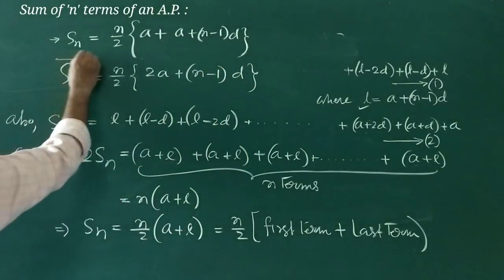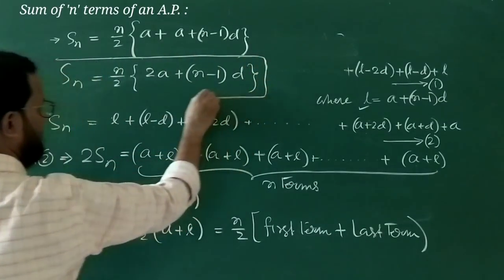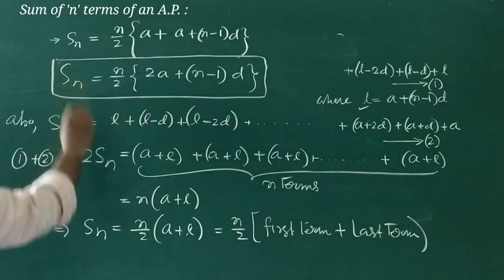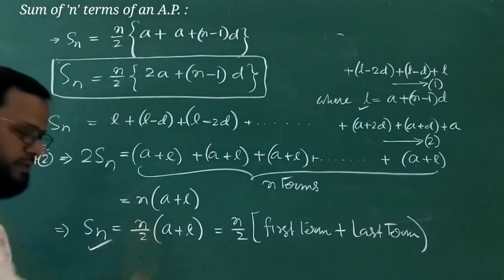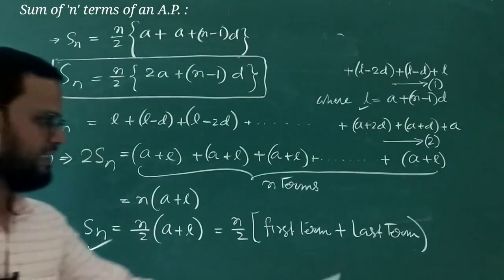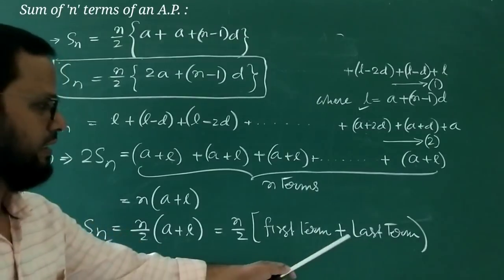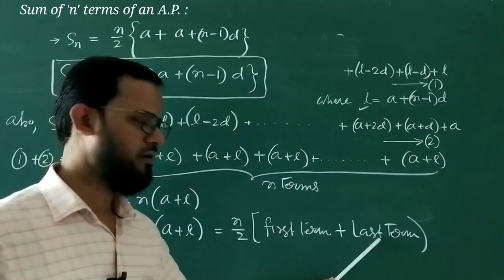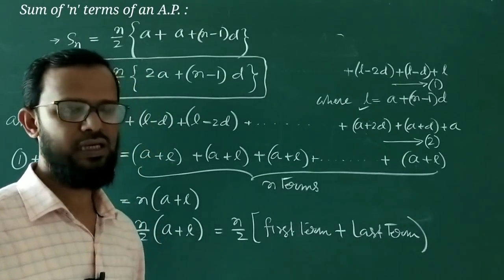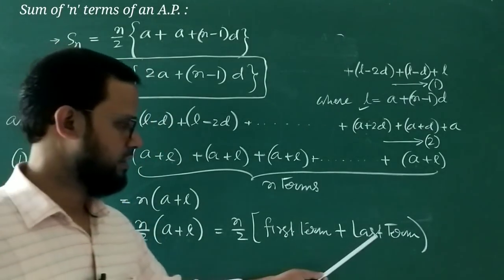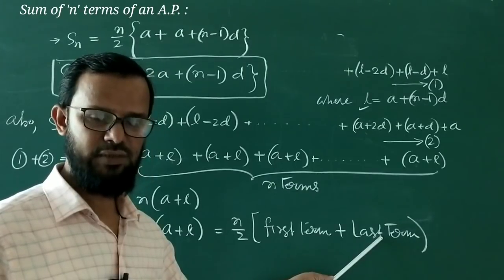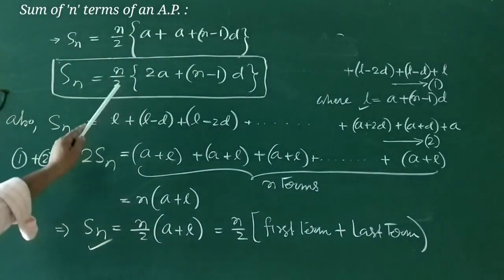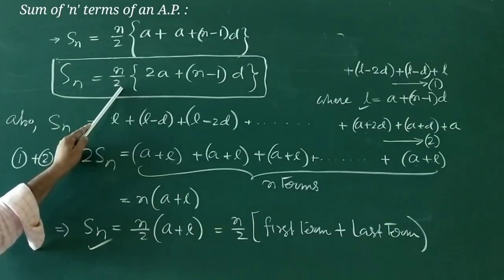So Sn can be expressed in two ways. This is one particular formula and this is another particular formula. When you know the last term, the first term you must know. If the last term is known, then you can use this formula to find the sum. If you have no idea about the last term, then you can use this formula. In this formula, what are the things you require?